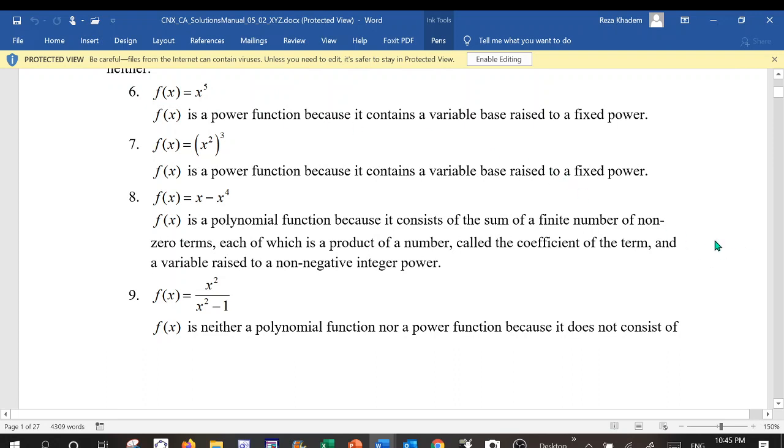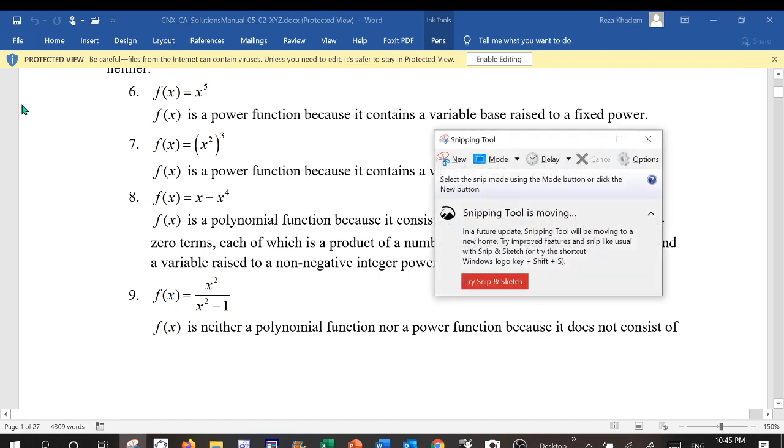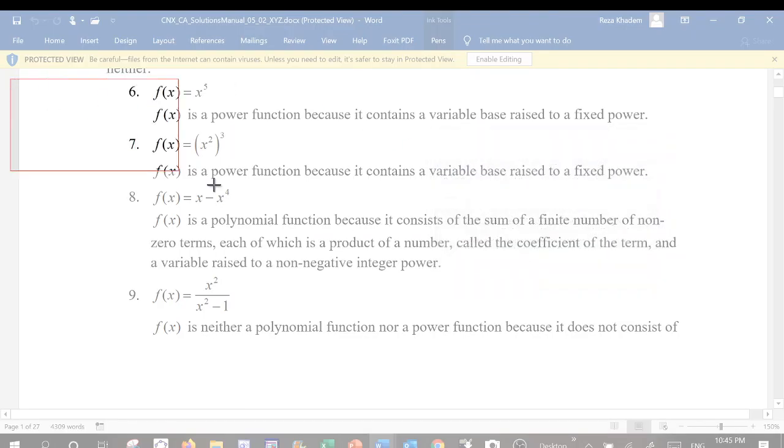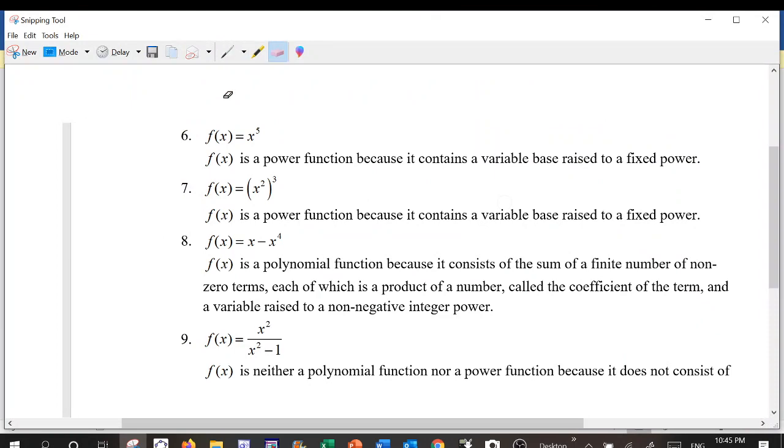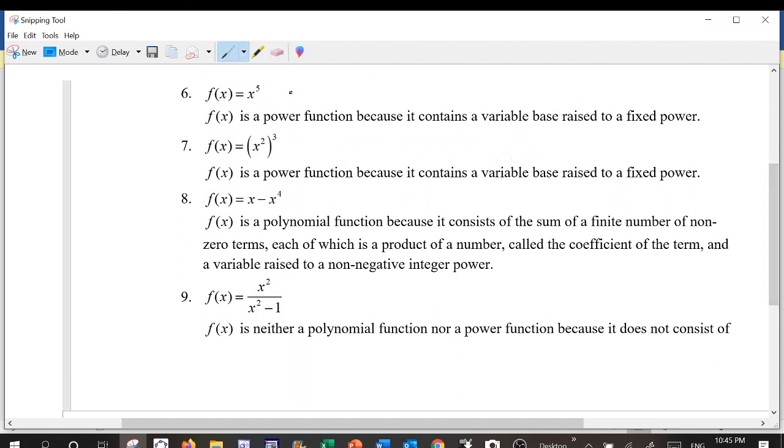So let me grab this part so we can write on it. So is this a power function? Yes, because it looks like what? It looks like f of x equals k x to the p. k here is 1 and p is 5. So this is a power function. What about, let's put p for power function. This one, well, this is the same as x to the 6 because you have to multiply the exponents. So again, k is 1, p is 6, power function.